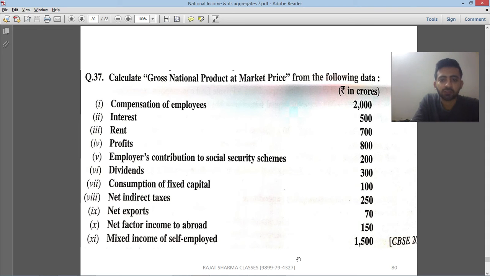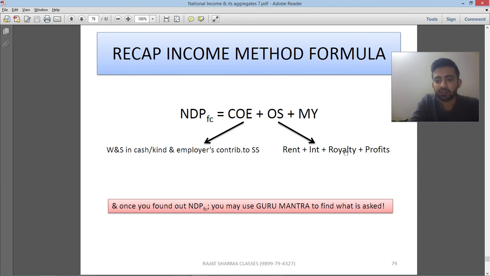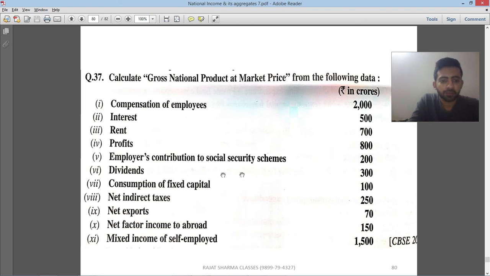How much is compensation of employees here? 2000. How much is operating surplus? How to find operating surplus? Rent, interest, royalty and profits. So we have rent, we have interest, we don't have royalty, but we have profits. So we'll add all the three: rent, interest and profits. Again 2000. 5, 7, 12, 8, 2. COE 2000, OS 2000.